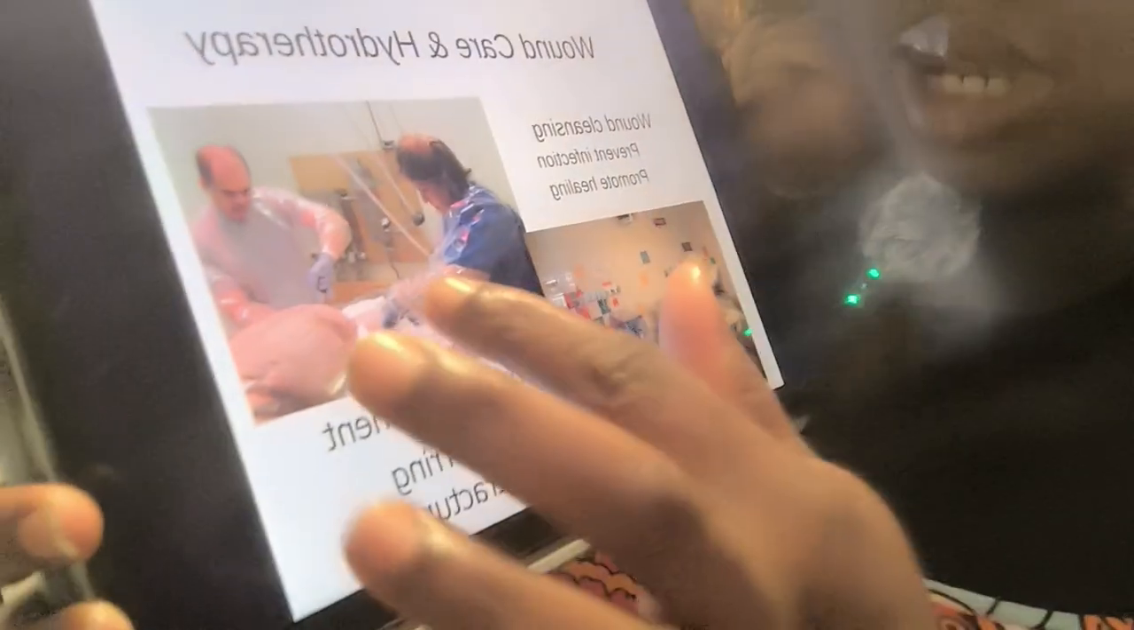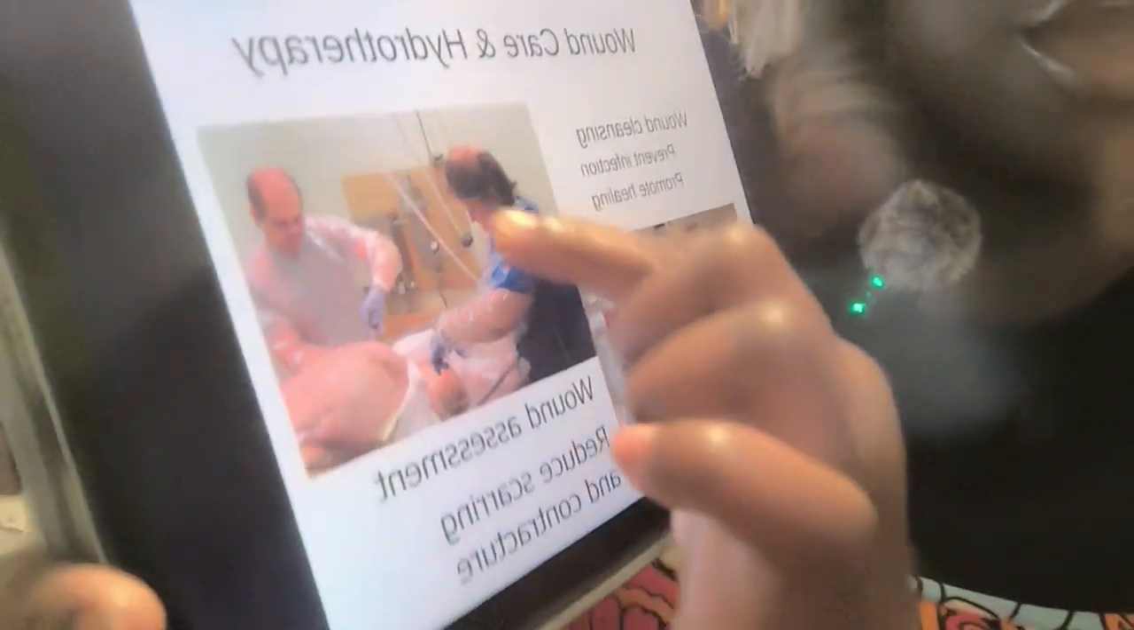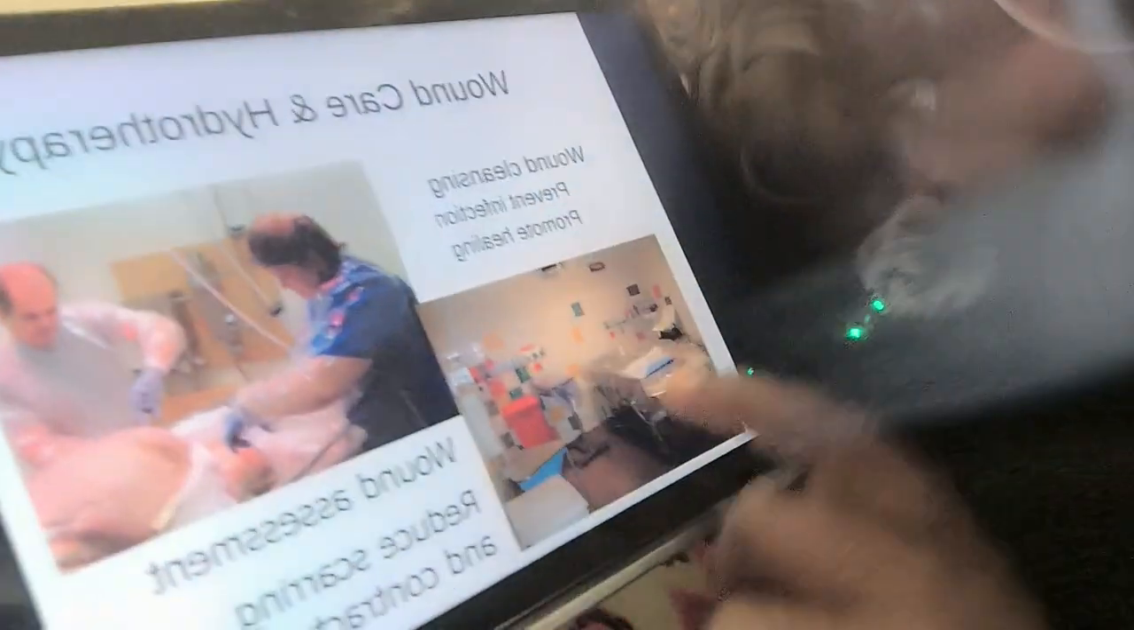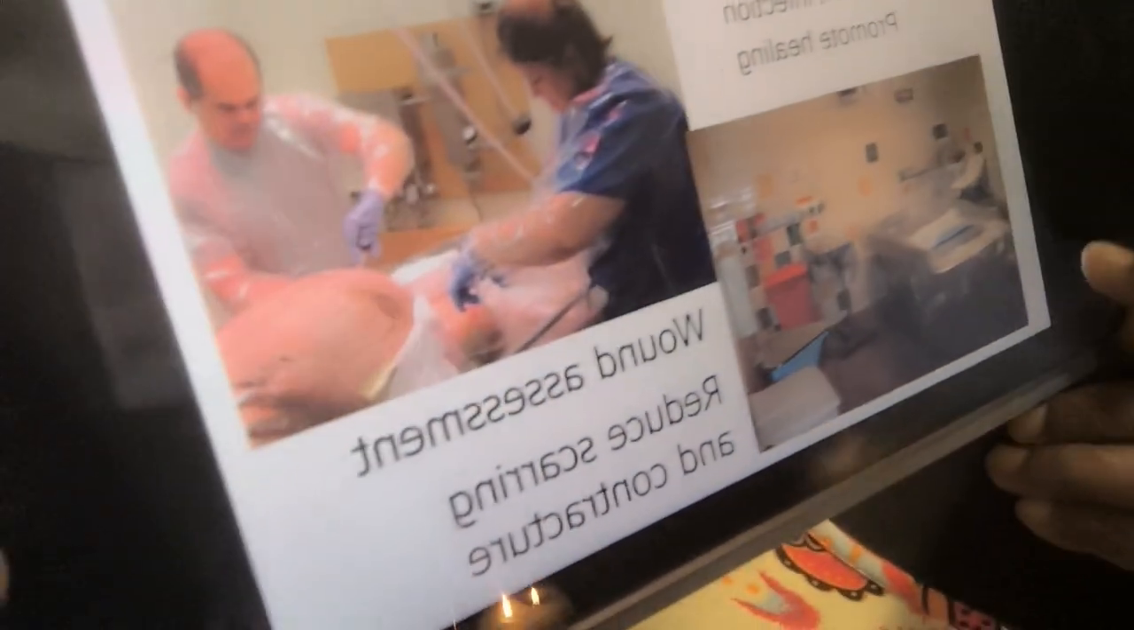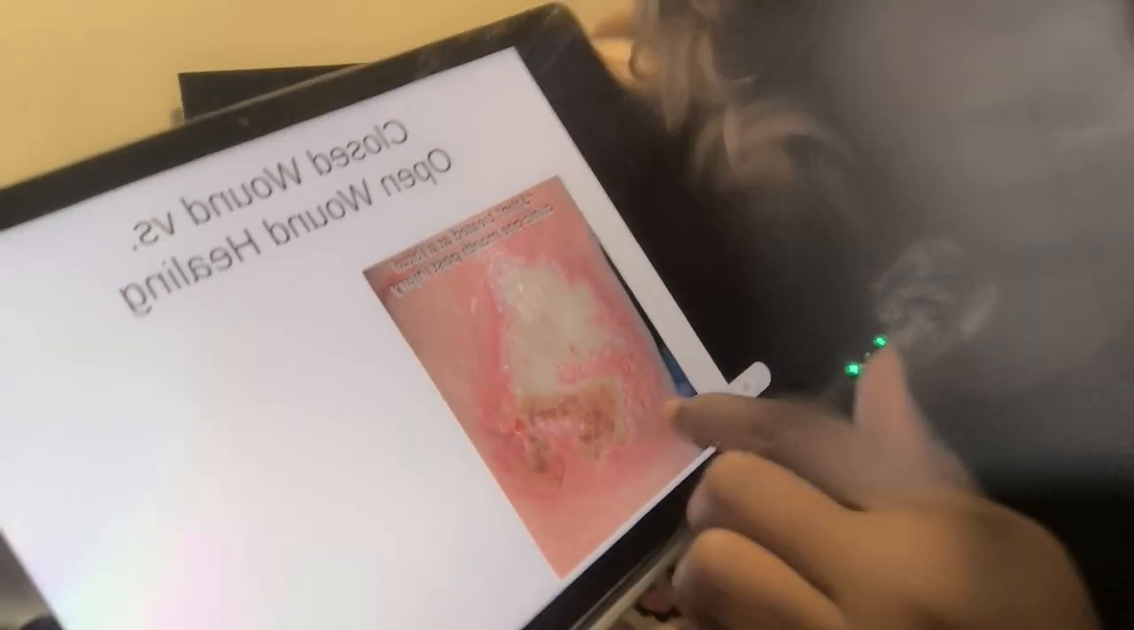Okay, so this is what I was talking about. Hydrotherapy, you're going to protect yourself and on the patient, you're going to pour the water. This is how the room is set up for it. It's a very sterile procedure. You have to wear these bags and everything to do the hydrotherapy. This is kind of what I was talking about.